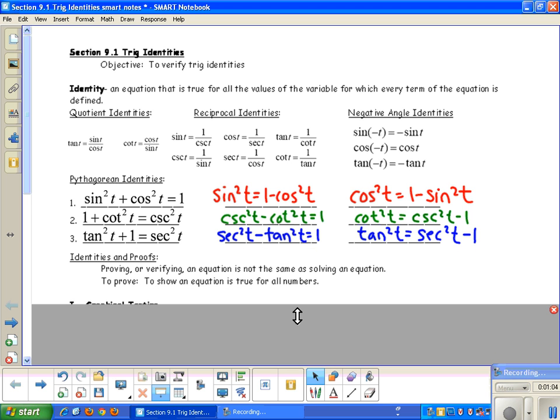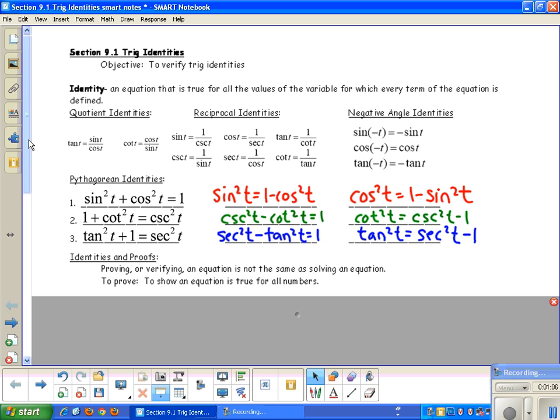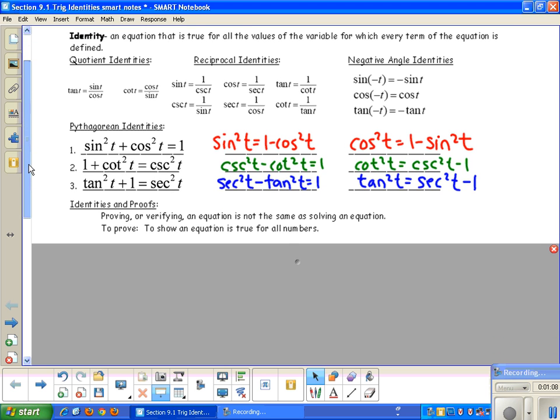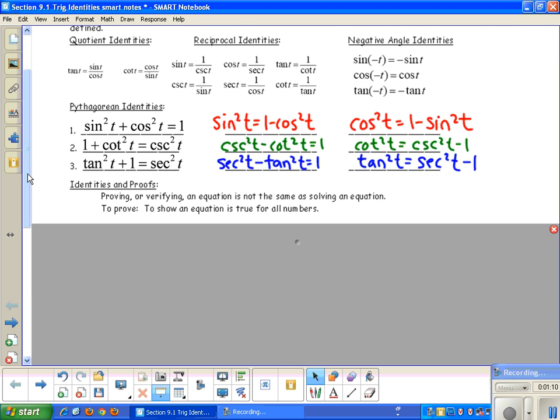The next part, identities and proofs. Proving or verifying an equation is not the same as solving an equation. To prove an equation, you have to show it's true for all numbers.